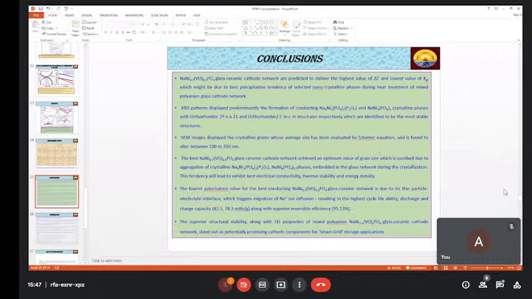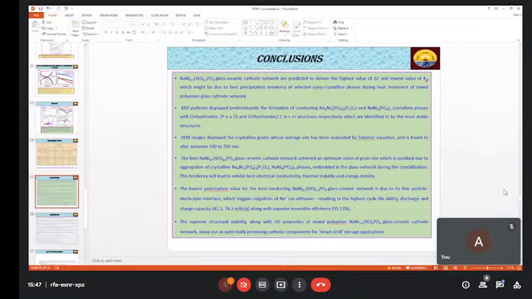d equals k lambda by beta cos theta. Here k is the shape factor, and the value is found to be between 100 and 350 nanometers. So my sample lies in the range of these nanometer values, and some grains also appear in my SEM analysis.